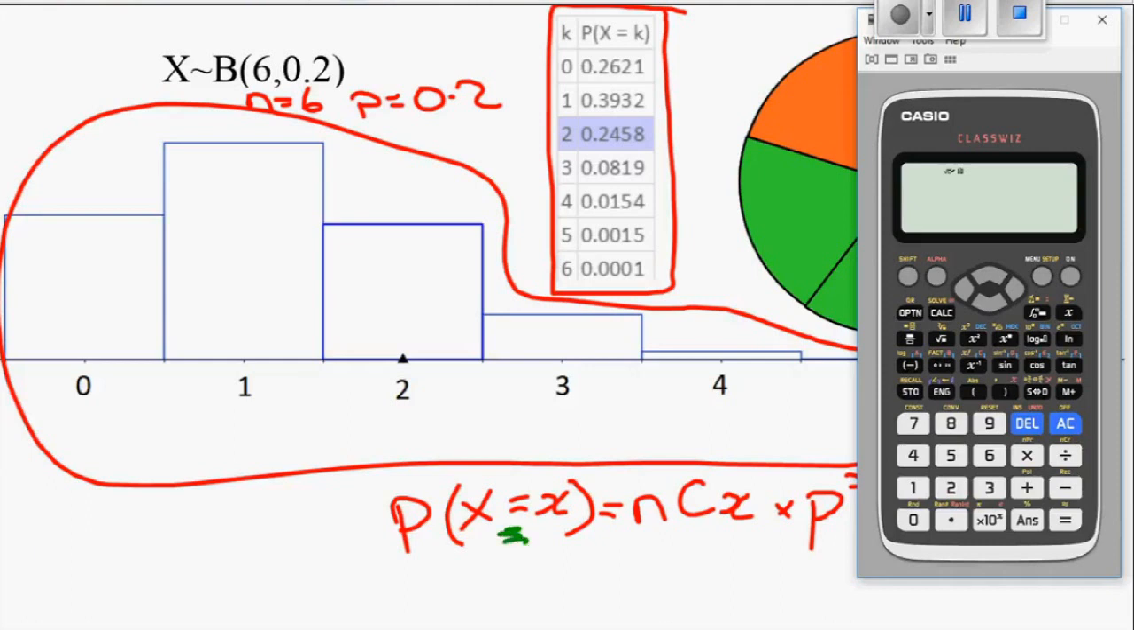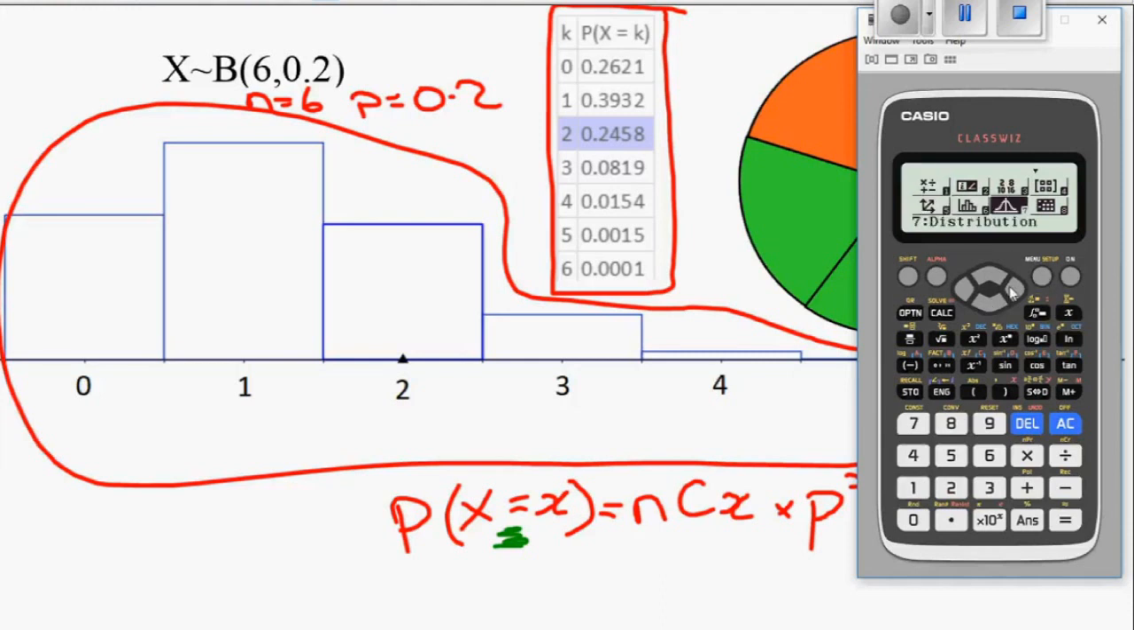We're looking for the probability with an equal sign. So if we're looking for a probability with an equal sign, we're going to start by going to menu, and that will give us a few different options. From menu we're going to pick our distribution.